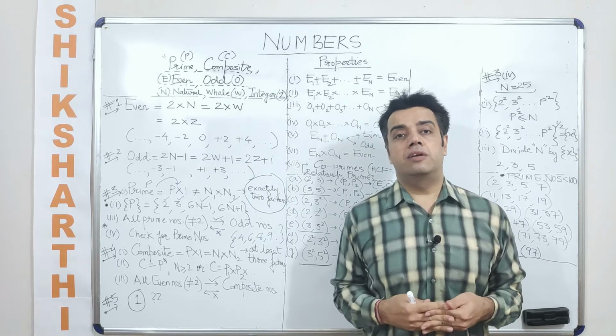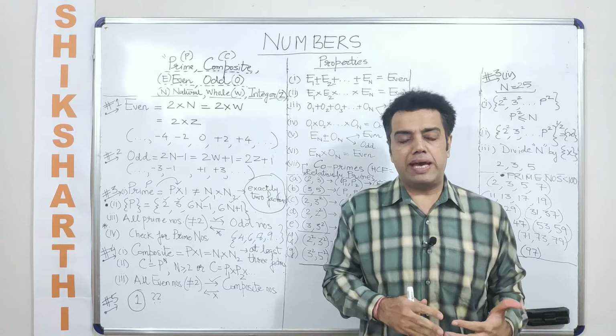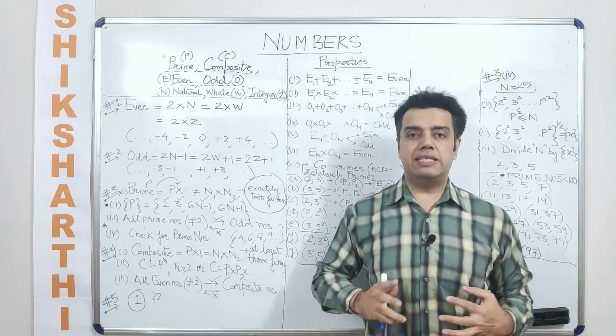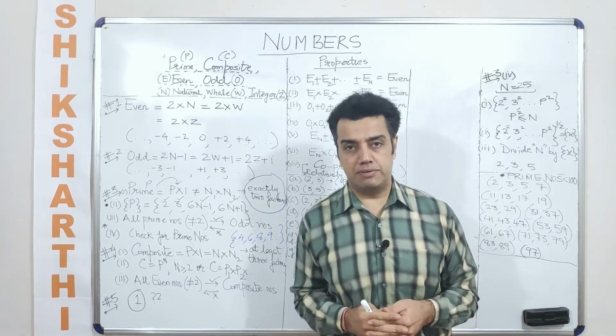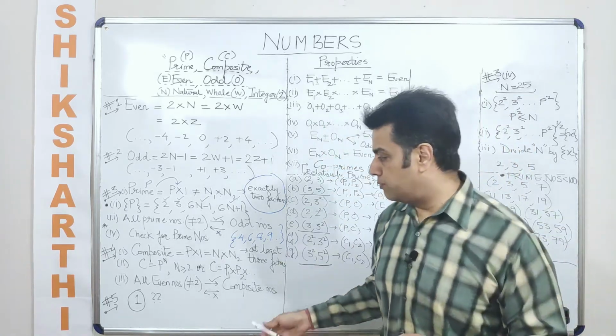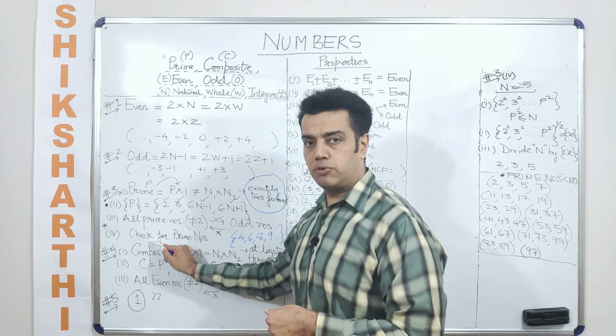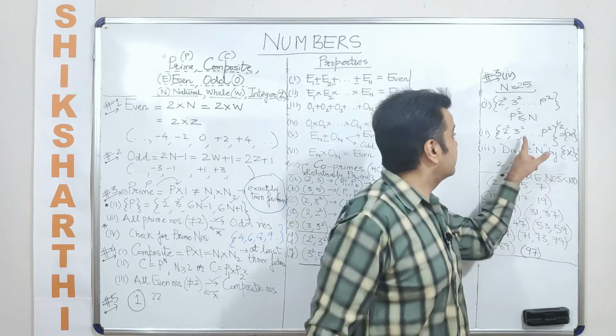Just to recollect, what is a prime number? A prime number is a number which is divisible by itself and 1. So there are exactly two factors of a prime number. Right? This is the point that we are supposed to discuss, which we are going to discuss here.